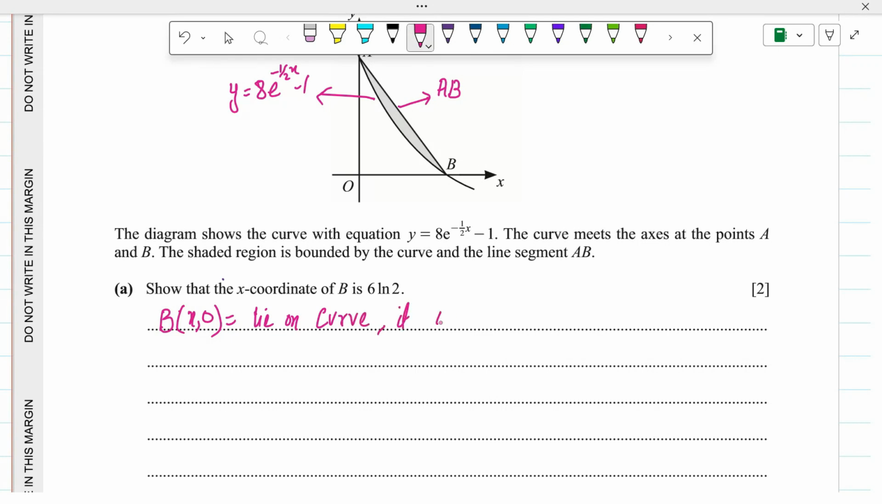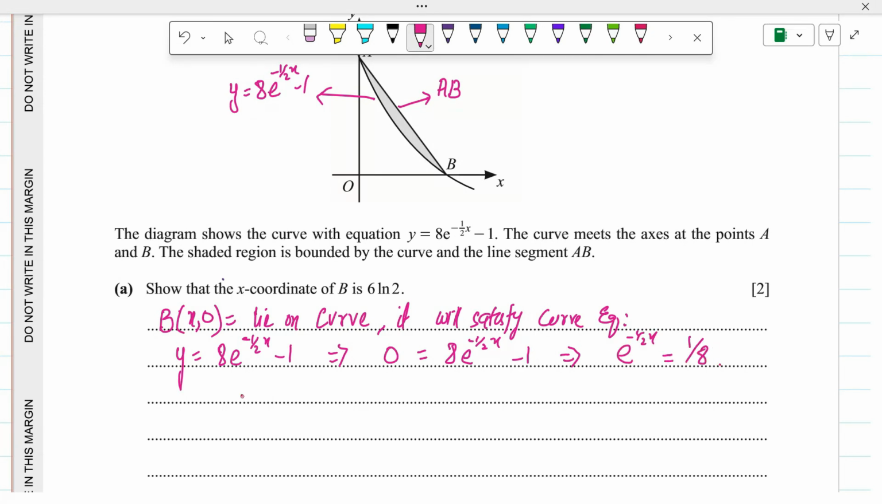So it will satisfy the curve equation, y equals 8e^(-x/2) minus 1. In this case the y coordinate is 0, so 0 equals 8e^(-x/2) minus 1, which gives e^(-x/2) equals 1 over 8. And e^(-x/2) equals 2 to the power of negative 3.